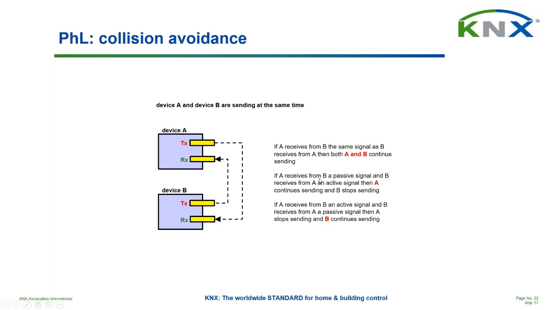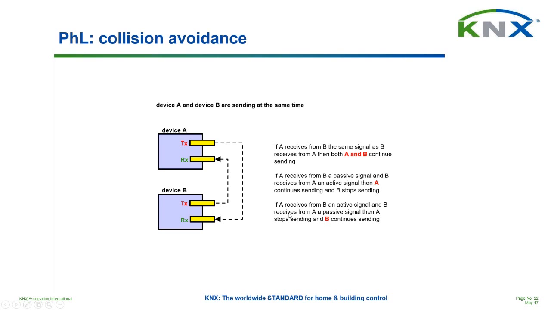If A receives from B a passive signal, so that's here, so here comes a passive signal. So in other words, here comes a 1. And B receives from A an active signal. So here comes 0. Then A will continue sending. So device A will then in that case continue sending, and B will stop.